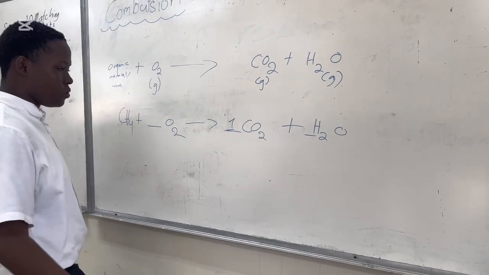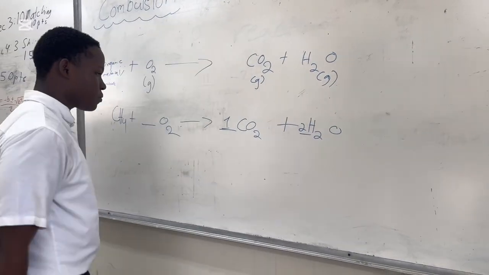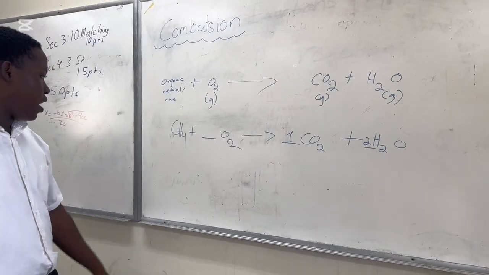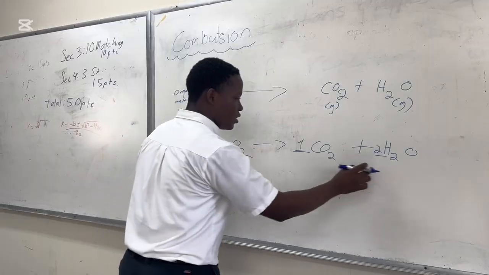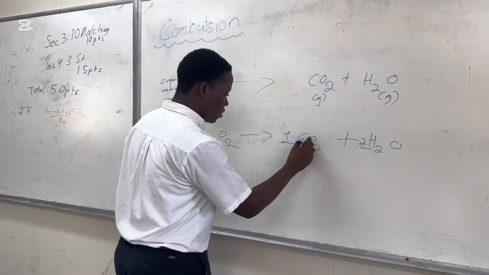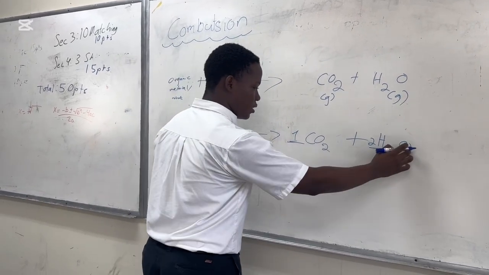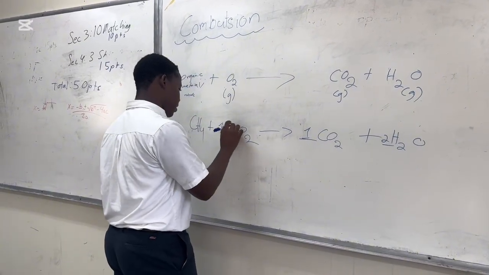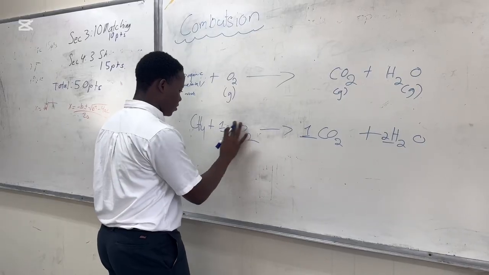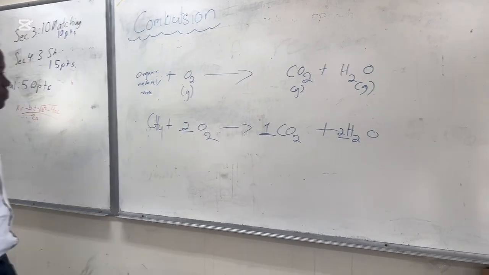So what times what makes 4? 2 times 2 is 4. And now all you have to do is reverse this and you get the molecule. So there's 1 molecule, so that's 1. And there's 2 in that, that's also 1. That's 2. That's it.